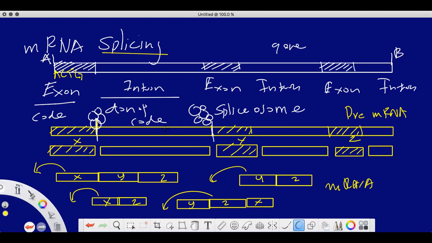the amino acid order is different. So for each of these four pieces, the amino acid order and the number are different. After they fold, they make different proteins. The idea of splicing is to make different proteins with one gene.